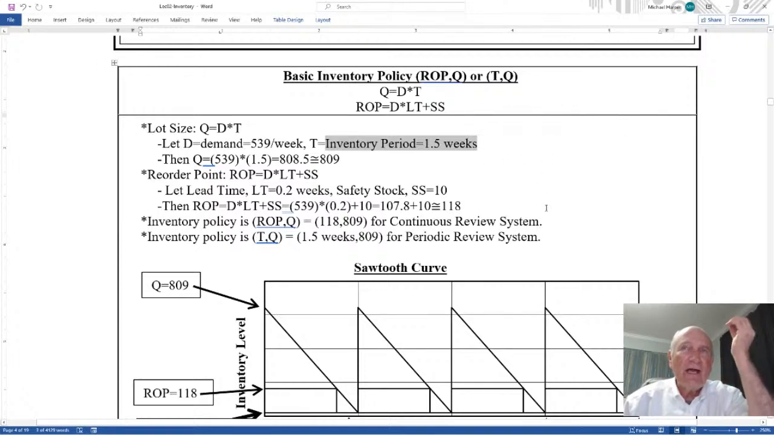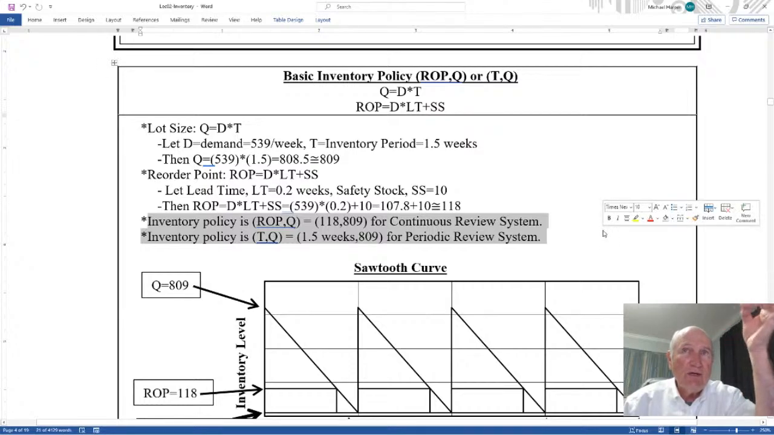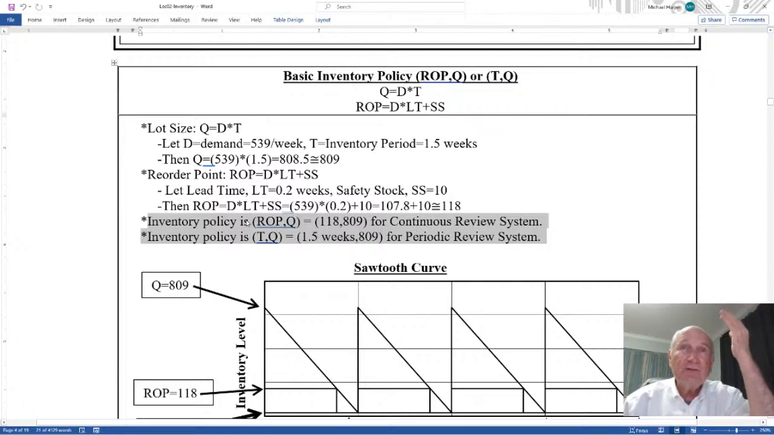Now we can put together the inventory policy, how much to order and when to order, for the continuous review system and the periodic review system. For the continuous review system, it's always ROP, Q. The first number is ROP, 118. The second number is always Q, 809. So we're continuously reviewing our inventory. When it hits 118, we're ordering 809.